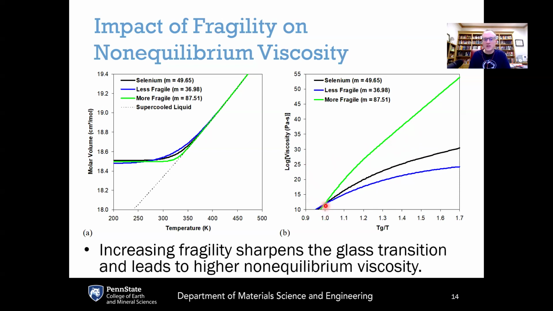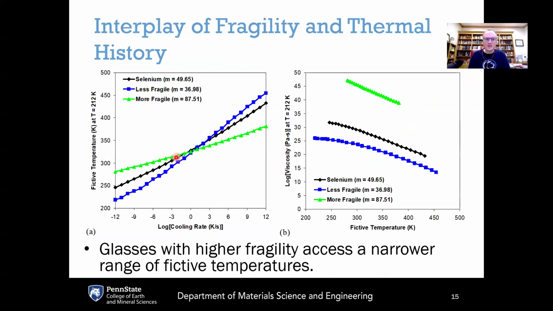This is all the same TG, but the slopes here are different because the fragilities are different. And that ends up being very different viscosities in the non-equilibrium glassy state, where the more fragile system has a higher activation barrier, and therefore a much steeper slope here and a greater viscosity, even into the non-equilibrium state compared to the less fragile system. And it's the steeper slope here that leads to the much sharper glass transition process.